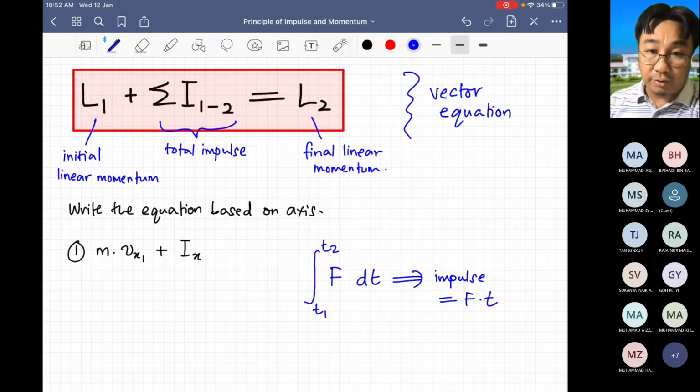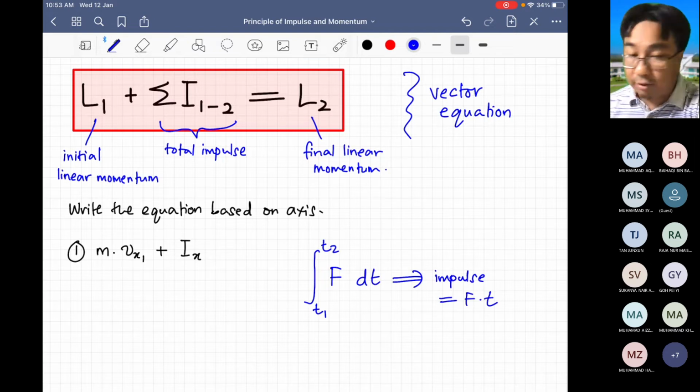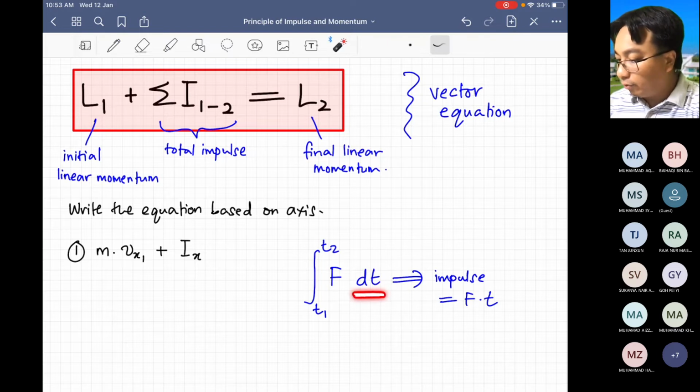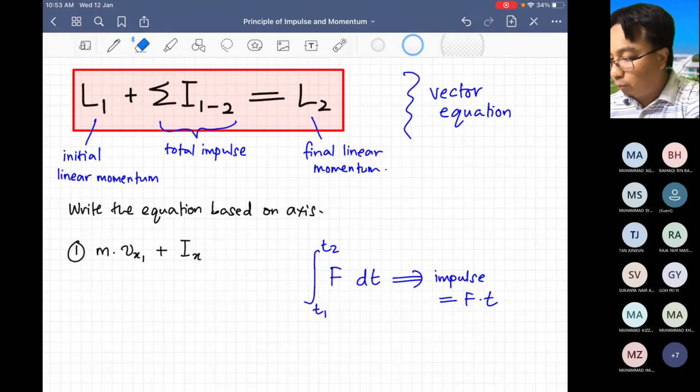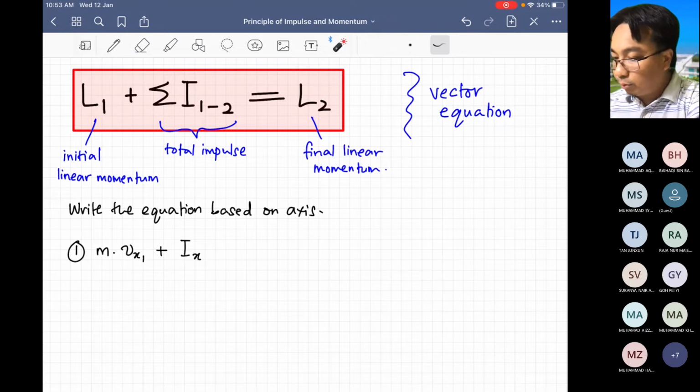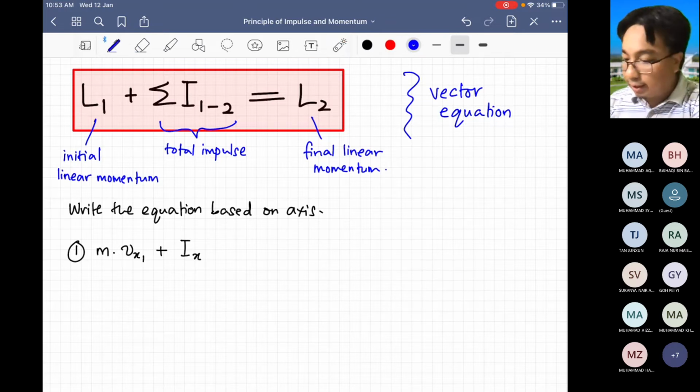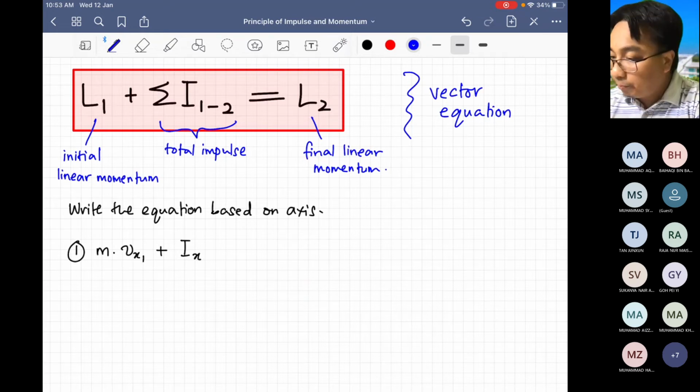Sebab dia akan jadi sama dengan force darab time. Okay, bila you integrate force with respect to time, force ini sebenarnya you boleh bawa keluar because dia bukan dt. Force ni tak ada t. So force ni boleh pergi keluar. So yang kita integrate ialah nothing. Kita integrate nothing dt, so dia akan jadi t lah. Integration of something t, dia akan jadi t. So dia jadi ft lah. Okay, I just do not want you to get confused. So today I'm not writing as integration, saya tulis dia ix. Okay, ix is basically impulse dalam x-axis.